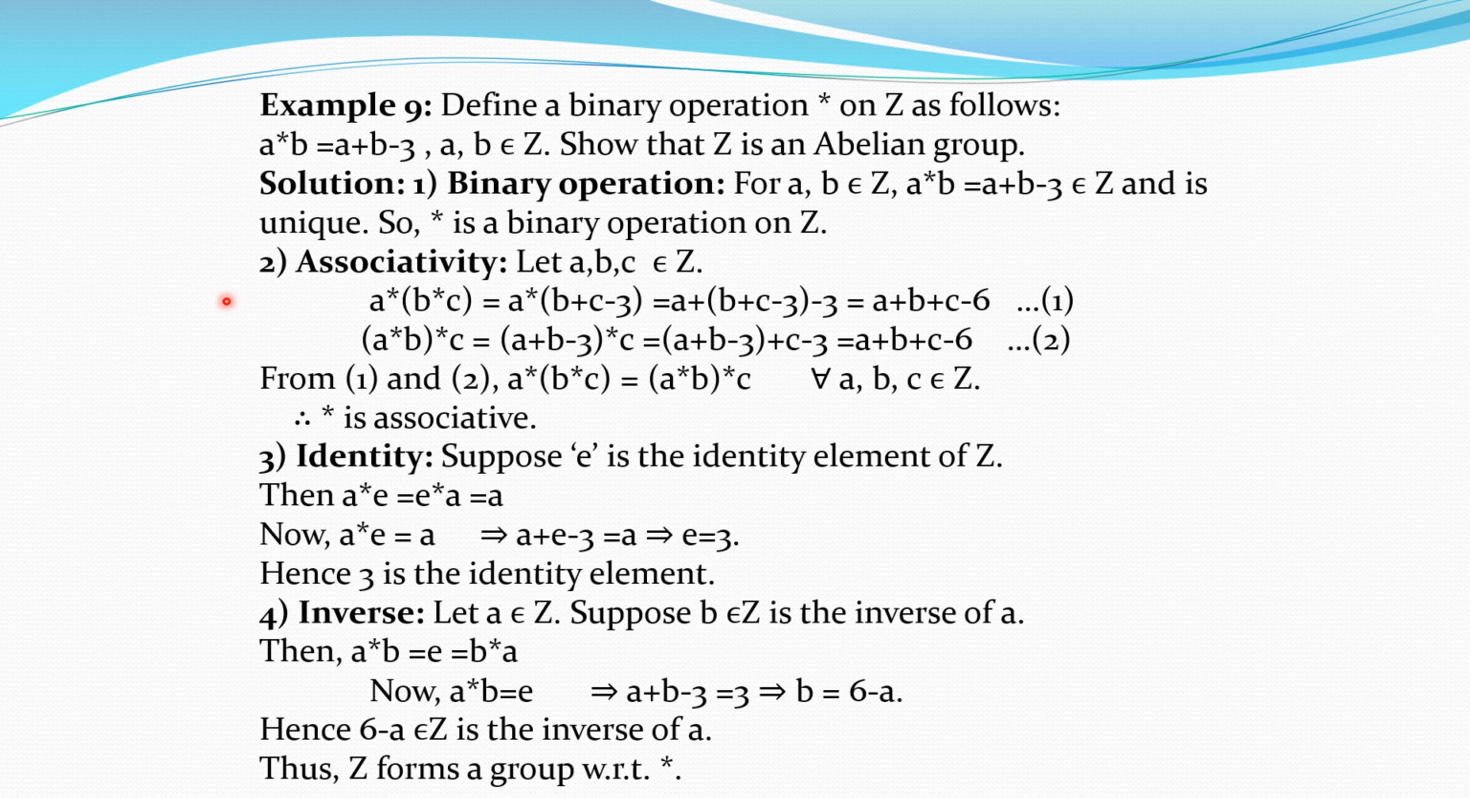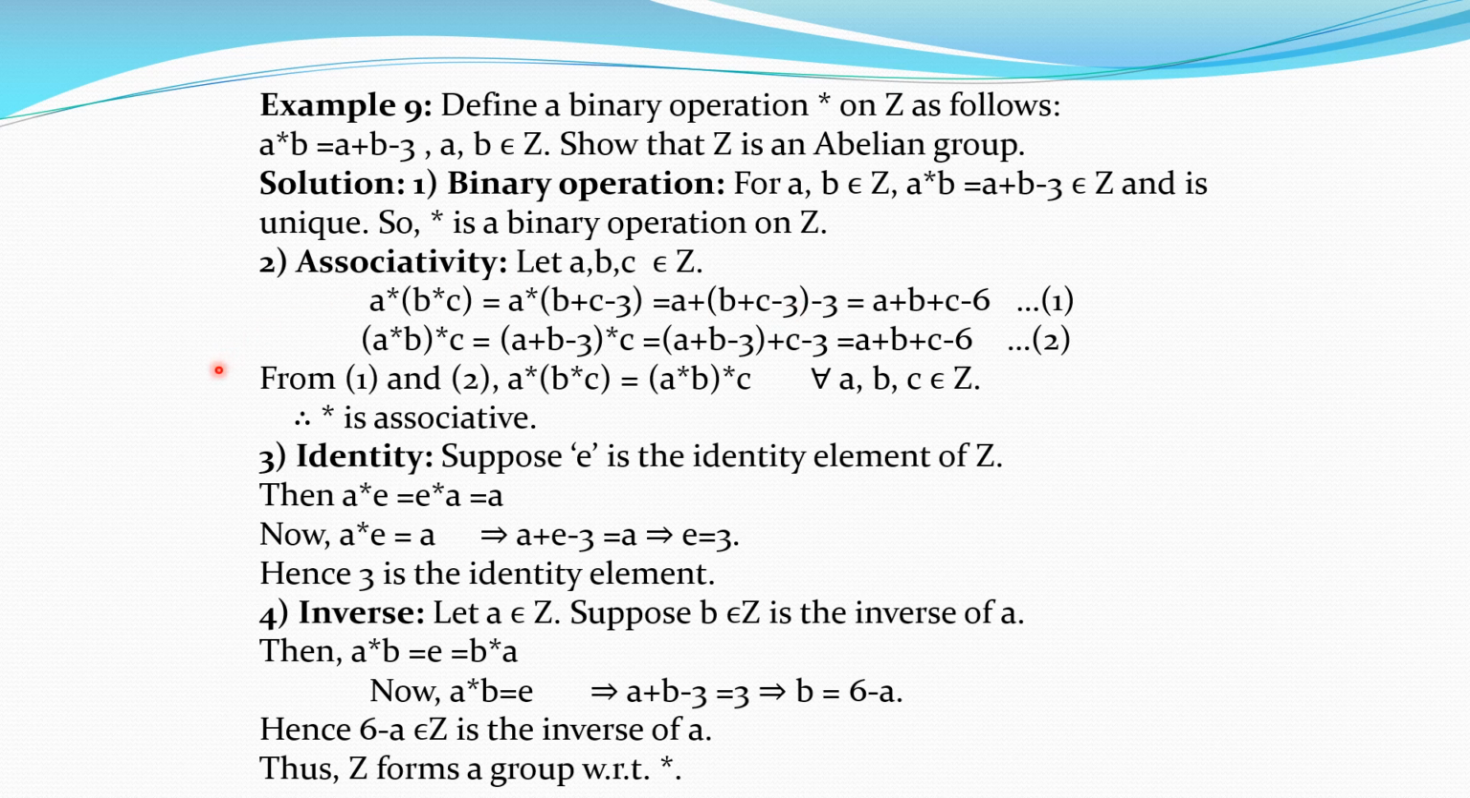Now, to prove associativity, we take three elements A, B, C from Z, and then we find RHS and LHS separately. Now, A star (B star C). Applying the definition of star for B and C in bracket, we get A star (B plus C minus 3). Now, again applying the definition of star, we get A as the first element and consider B plus C minus 3 as B in the definition. So, A plus B plus C minus 3 minus 3. So, it is A plus B plus C minus 6.